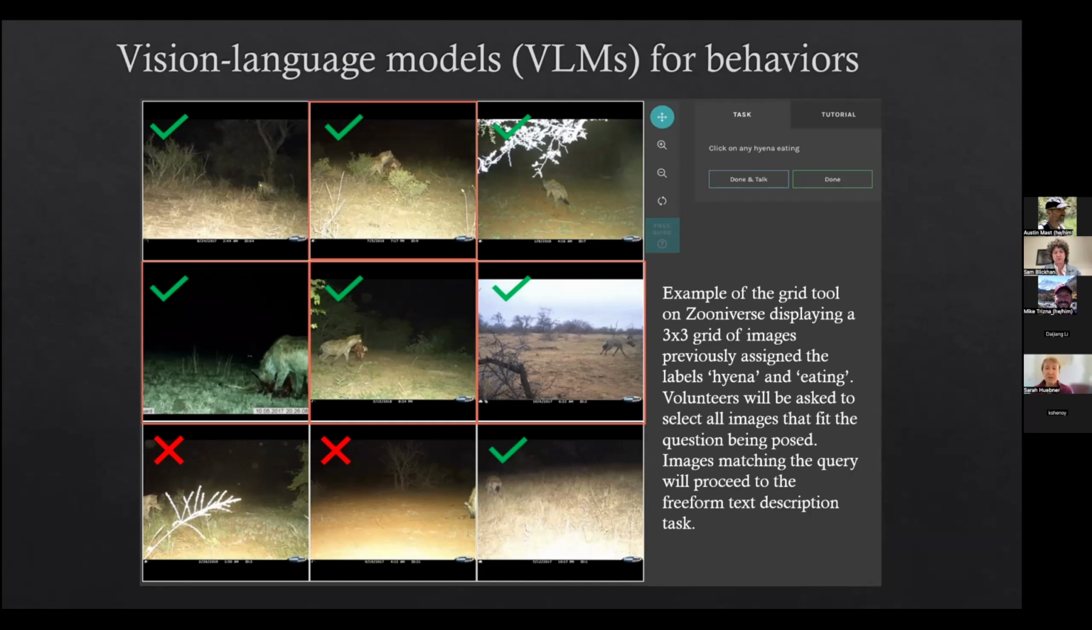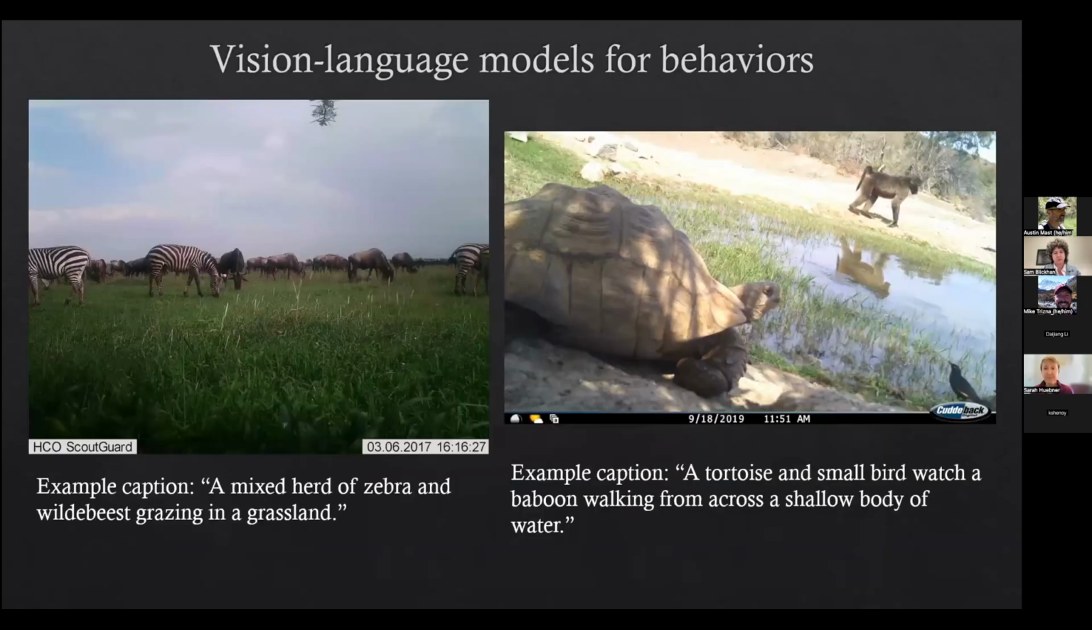So here I am looking for images of hyenas eating. Most of those were correctly identified that way by volunteers on the first pass, but one of these is of a leopard with its dinner, and another, the hyena, is not eating. So this would be a refinement task to ensure that the data we give models is accurate.